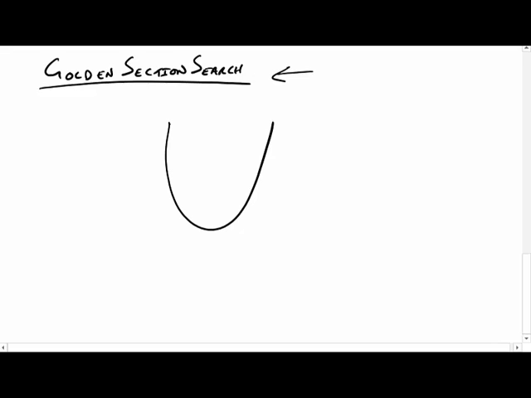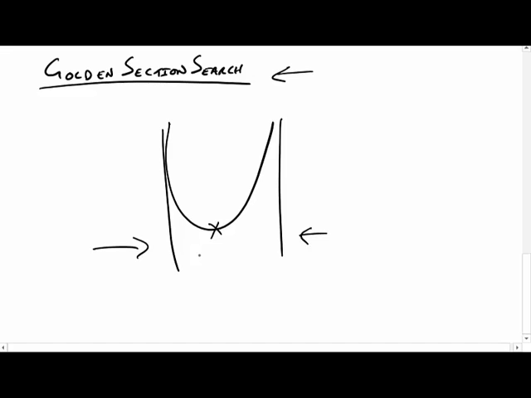The golden section search is actually a really, really nice algorithm. It basically works by considering an interval of the function, and it makes the interval smaller and smaller and smaller until it converges at that point.